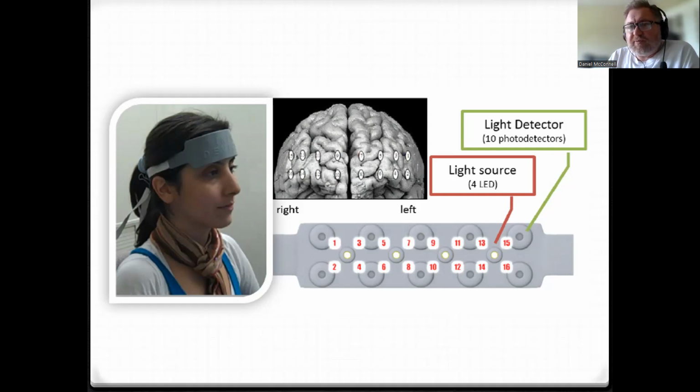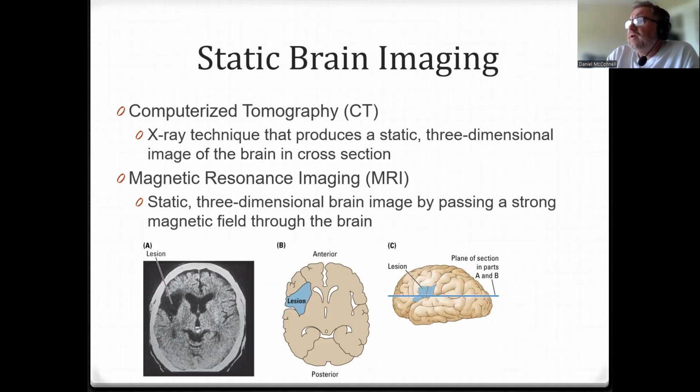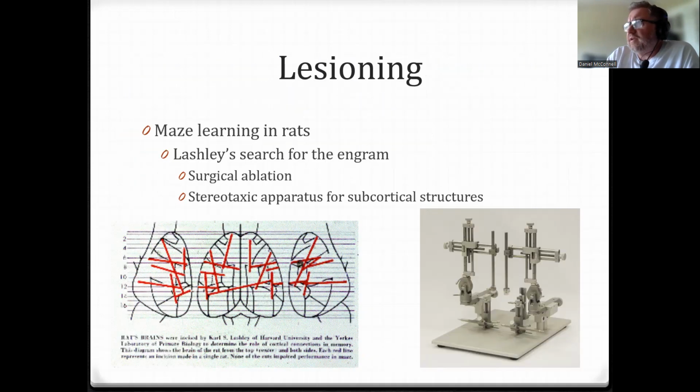It's obviously far cheaper as well. You can get these things for just $1,000 or a couple thousand. MRI machines cost millions, right? So it's cheap and easy for neuroscientists to use in a simple laboratory setting. For that reason, it's pretty popular, right? So I think that covers our recording and imaging.